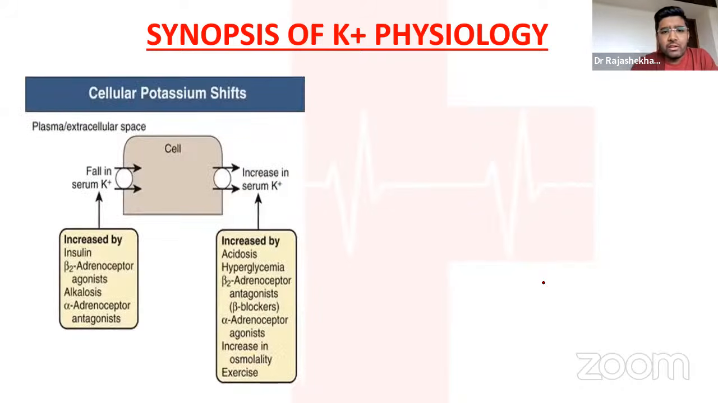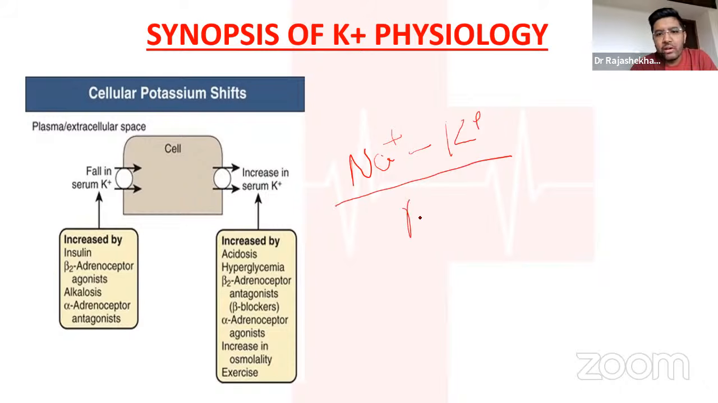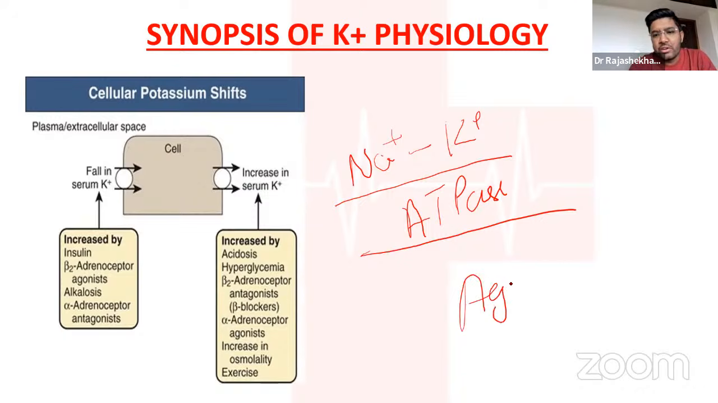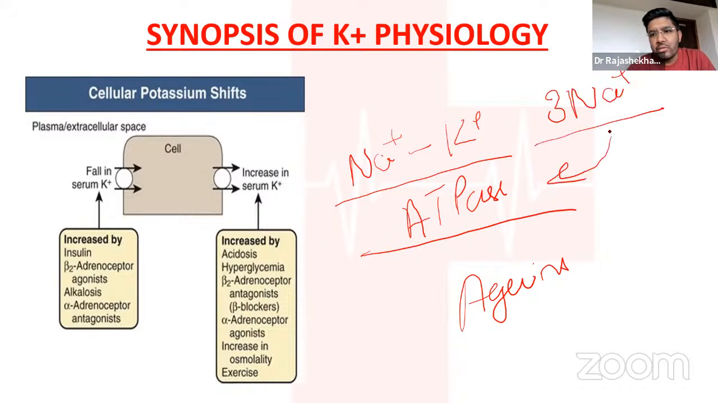We know there is a channel, everybody knows this channel from physiology, the sodium potassium ATPase, a very, very important channel, which acts against the concentration gradient. That means it moves three sodium outside and two potassium inside. This is a very, very important thing.